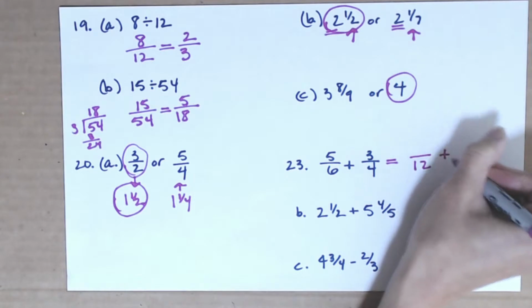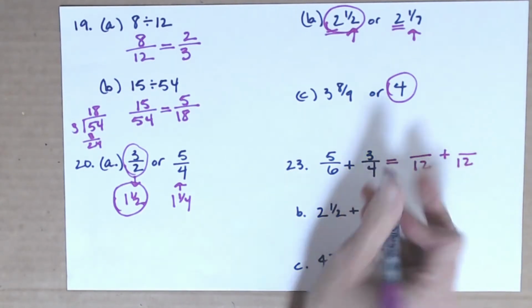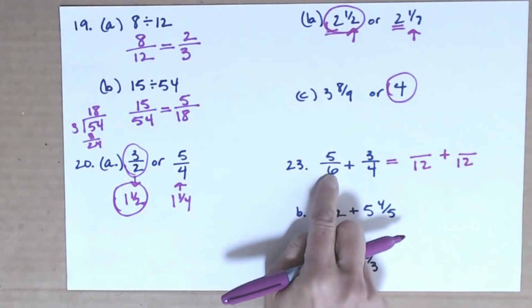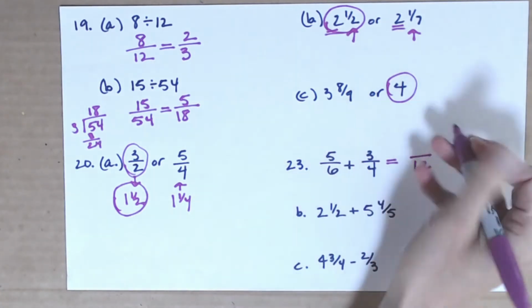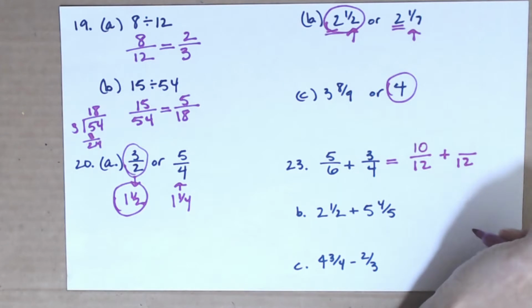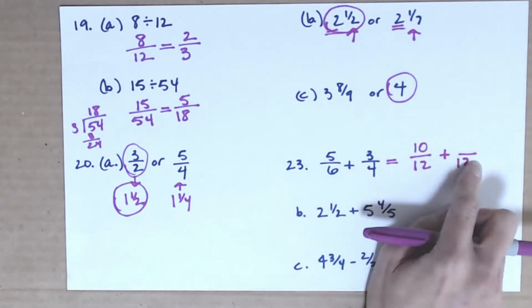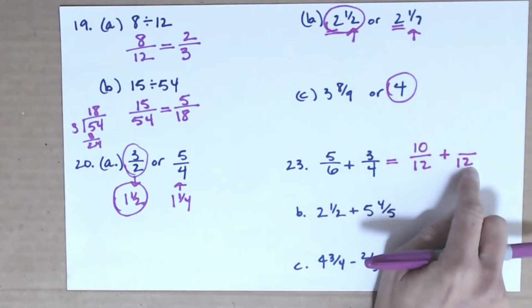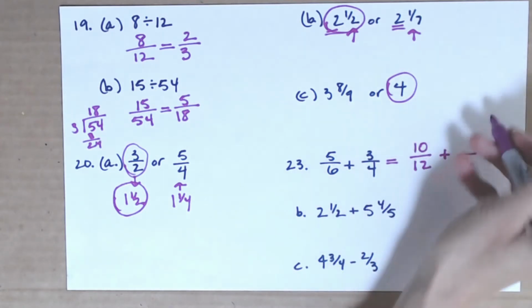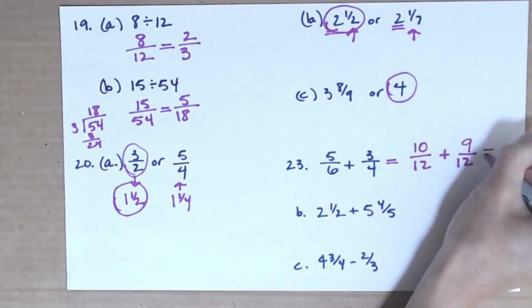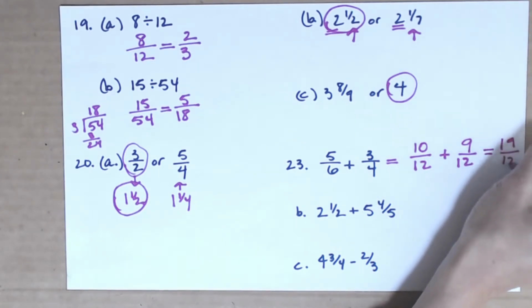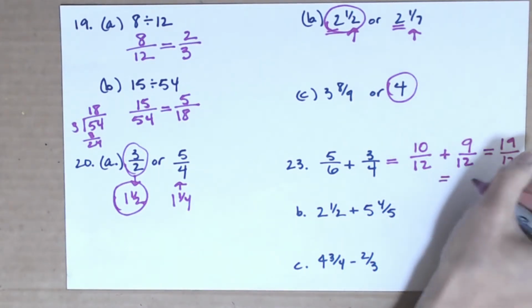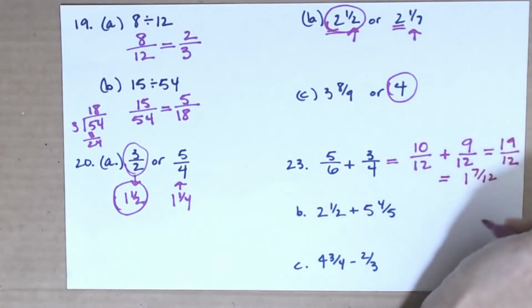So I'm going to change them to 12ths. So 5/6, I ask myself 6 times what is 12? 6 times 2 is 12. So I do the same to the numerator. 5 times 2 is 10. 3/4, I'm going to convert to 12ths. 4 times 3 is 12. So I need to do 3 times 3 and get 9. I get 10/12 plus 9/12, or 19/12, which is 1 7/12.